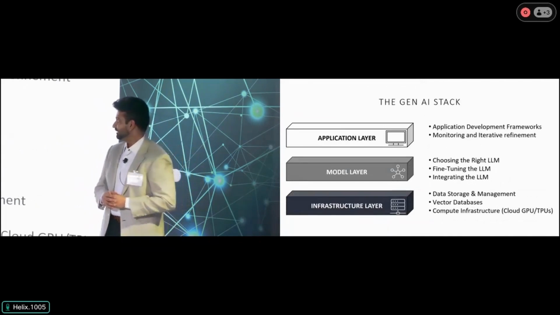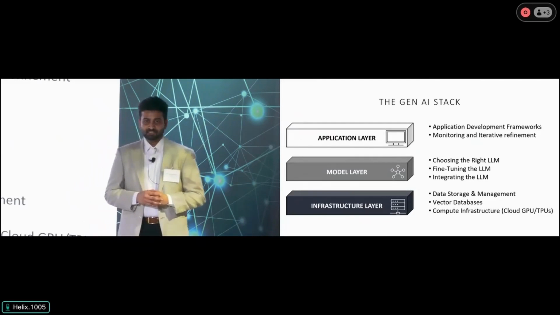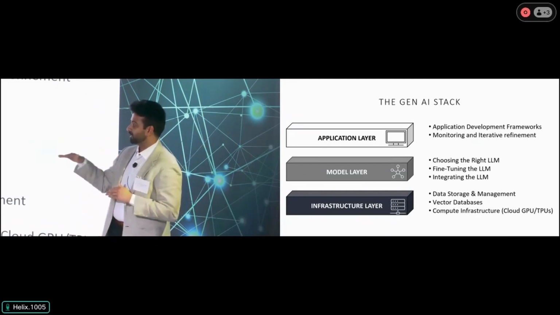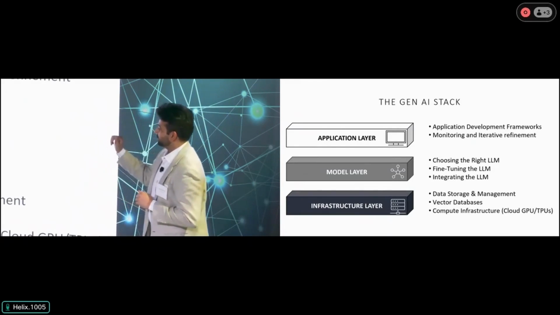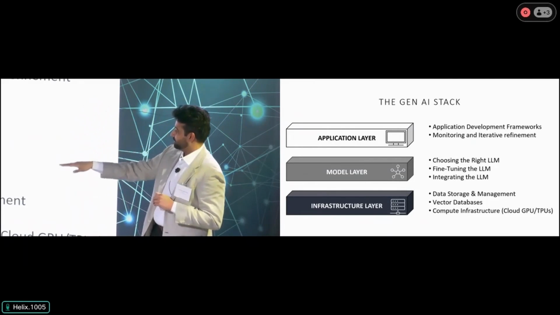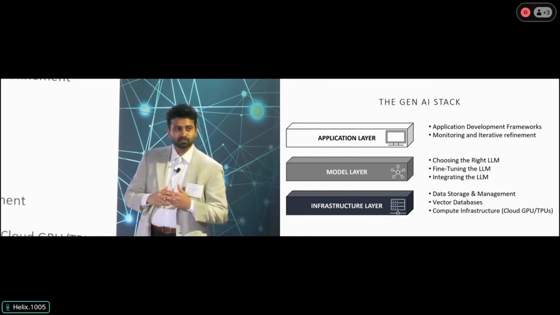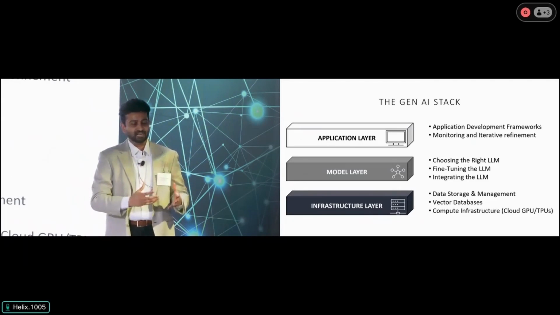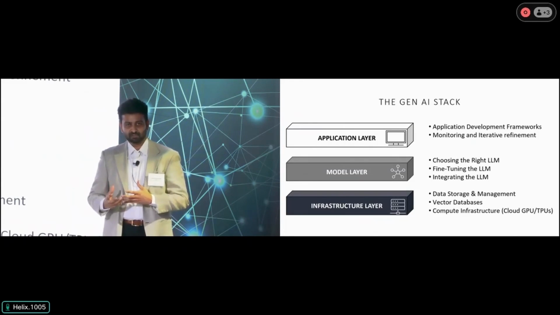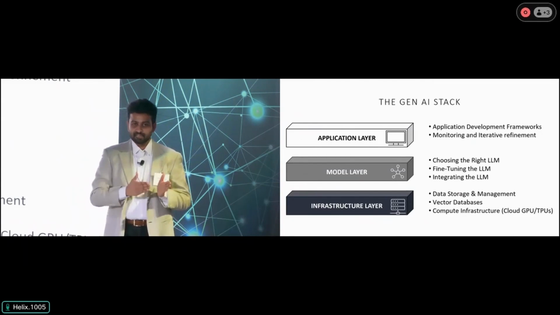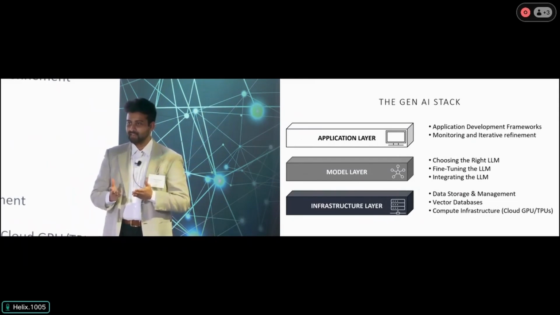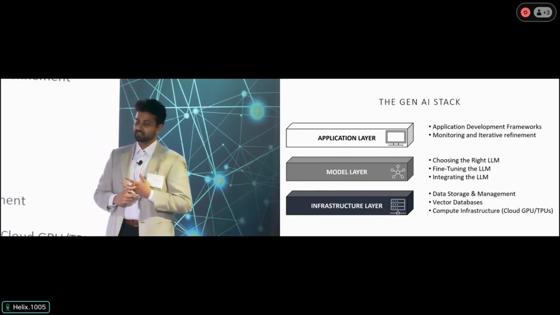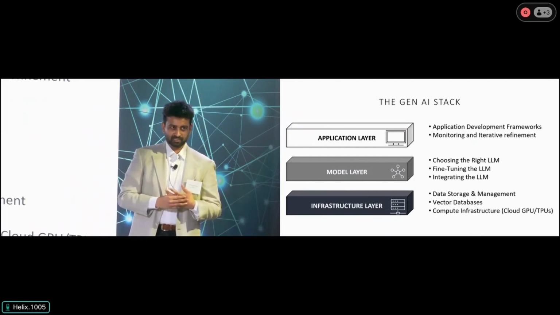Next. So we'll start off with the Gen AI stack. Regardless of what cloud you use, these three fundamental layers exist today. Going from the bottom up, we have the infrastructure layer, where you can use data storage and management for everything from your training data to your prompts and traces of your application. You have vector databases that are typically used for RAG, or retrieval augmented generation, tasks. You also have compute infrastructure that's used for fine-tuning as well as hosting some of these models.